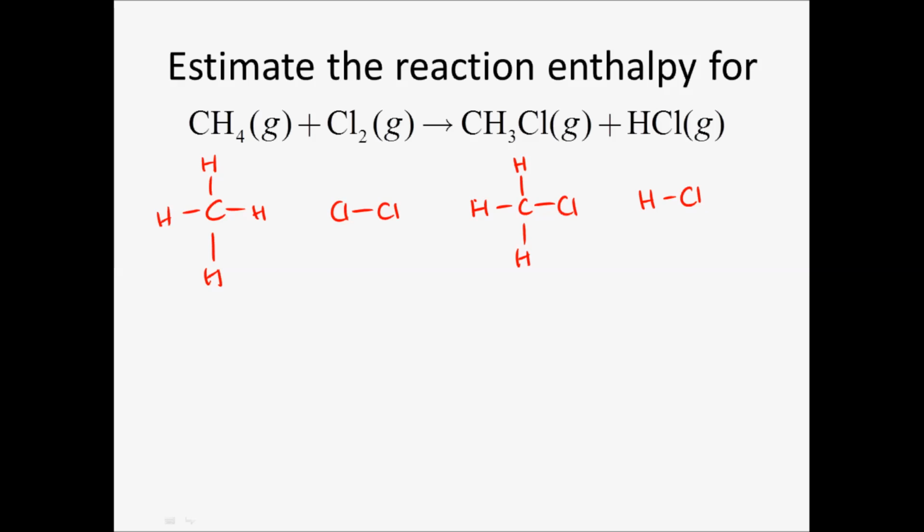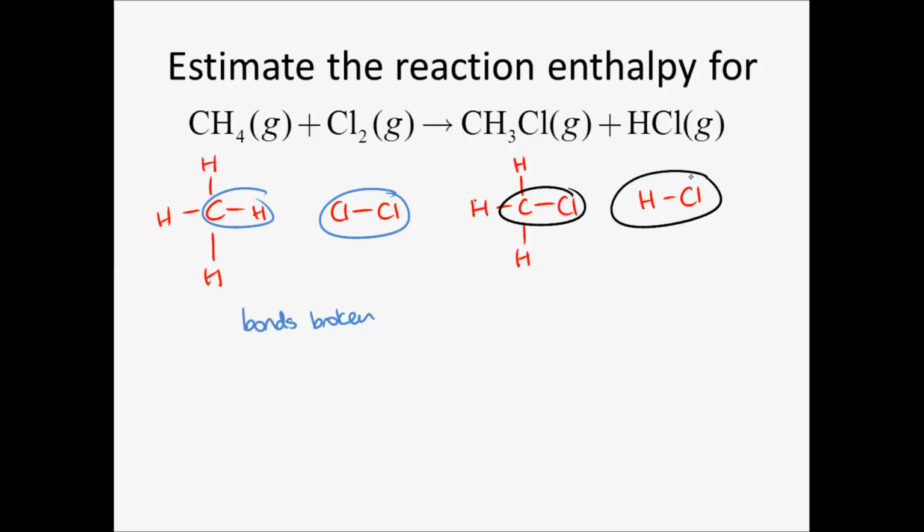From looking at this, we see that we break 1 chlorine-chlorine bond and 1 carbon-hydrogen bond. We form 1 carbon-chlorine bond and 1 hydrogen-chlorine bond. The reaction enthalpy, as seen from the enthalpy diagram we looked at before, can be estimated by taking the sum of the bond enthalpies for the bonds broken and subtracting the sum of the bond enthalpies for the bonds formed.